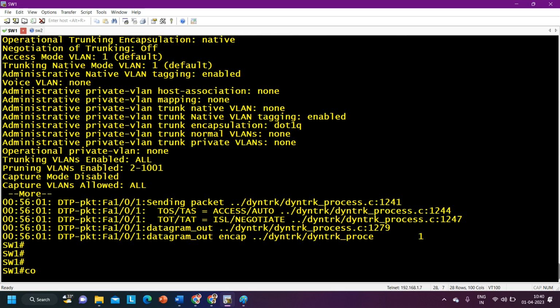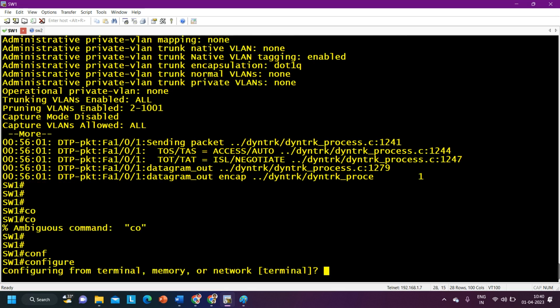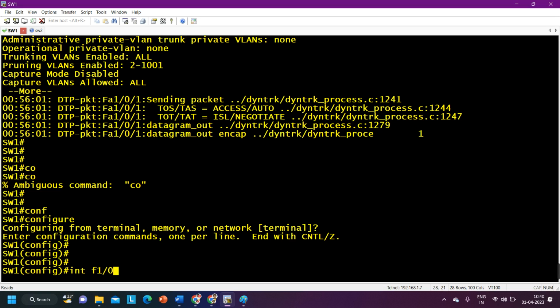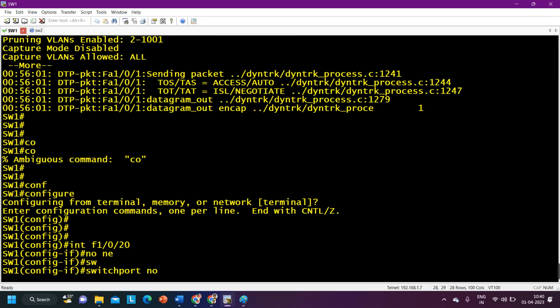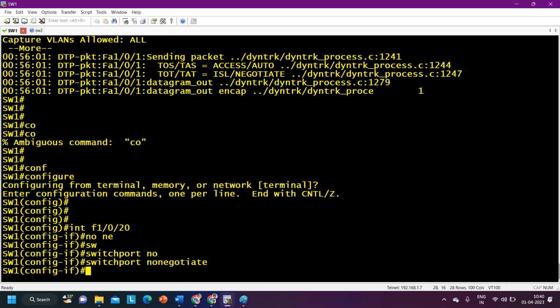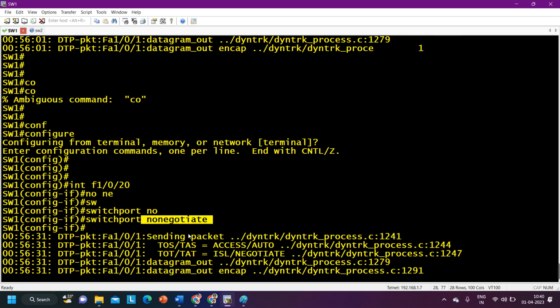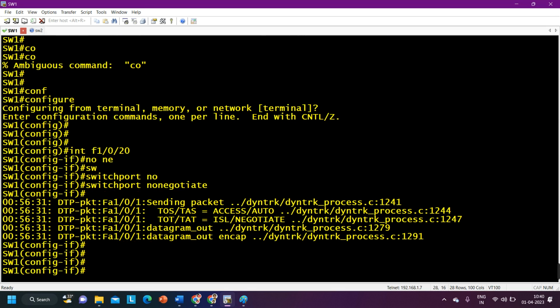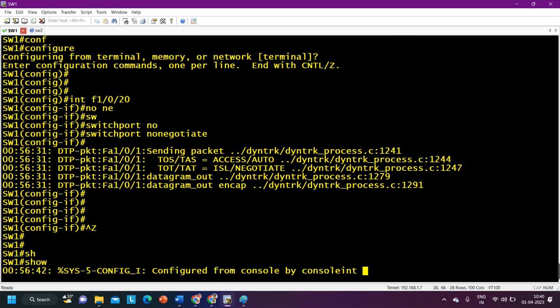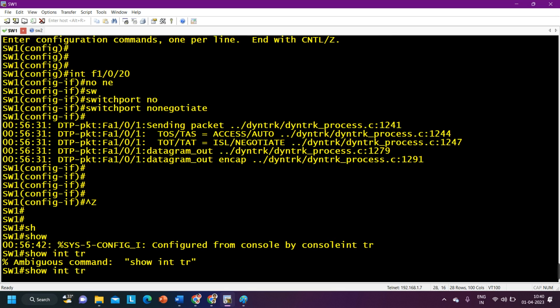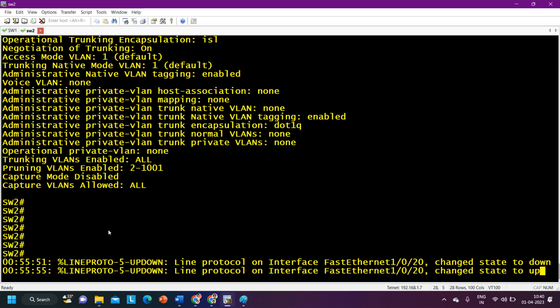So if you want to disable DTP, you need to run command no negotiate on that port. Interface f1/0/20, and say switch port nonegotiate. Right now this switch is not going to send any DTP message. Yes, just wait. After this you will not see any message. And here if you check show interface trunk, so you can see there is no trunk port now.